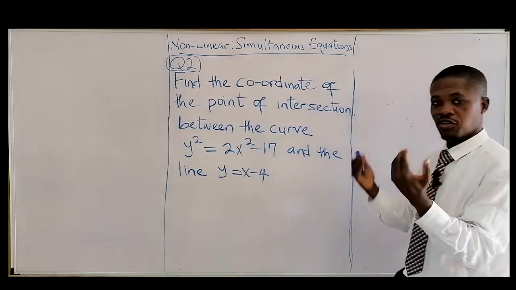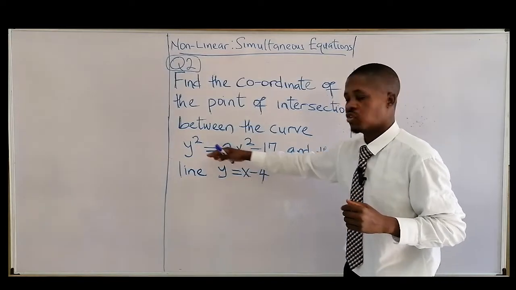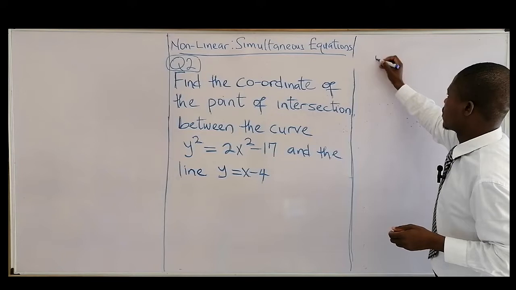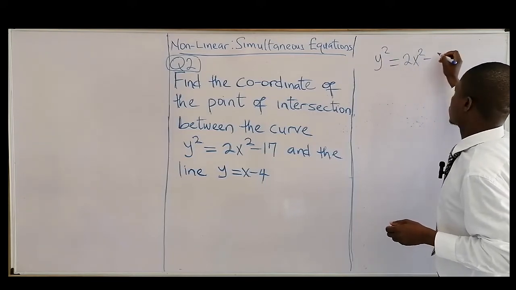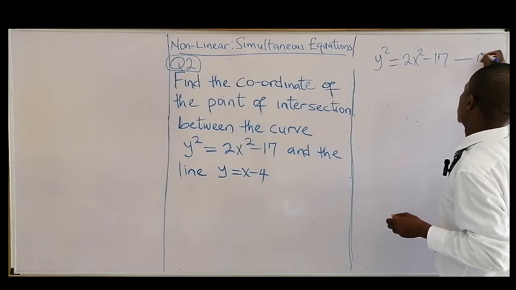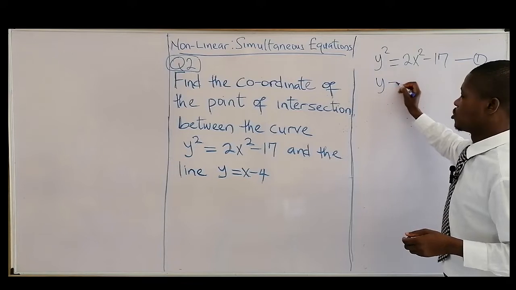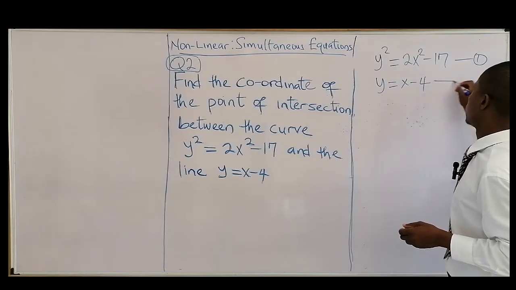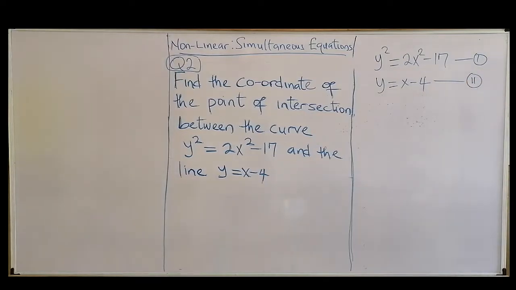Since there is a point of intersection, what we are going to do is substitute one into the other. This is y squared, this is y. We call this one, y squared equal to 2x squared minus 17, equation 1. Then the other one, y equal to x minus 4, we call equation 2. If they intersect, that means they meet at one point.